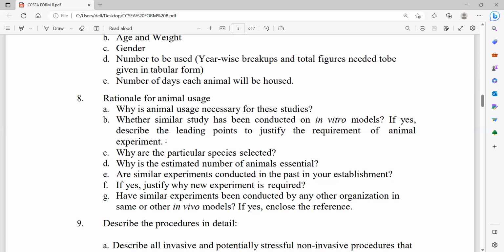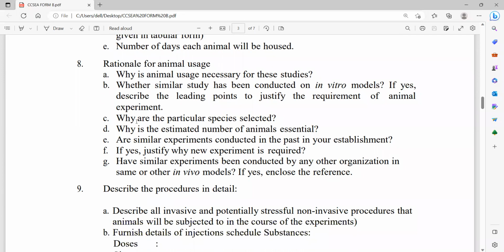So, if the literature says that in vitro studies are already carried out on your product, then why are you going for the in vivo study? Is there any advantage, or is there any good outcome from the in vivo study that has to be justified? Then, if you are using the rat or mice or rabbit or guinea pig, why these particular species are selected, you have to justify depending on the study.